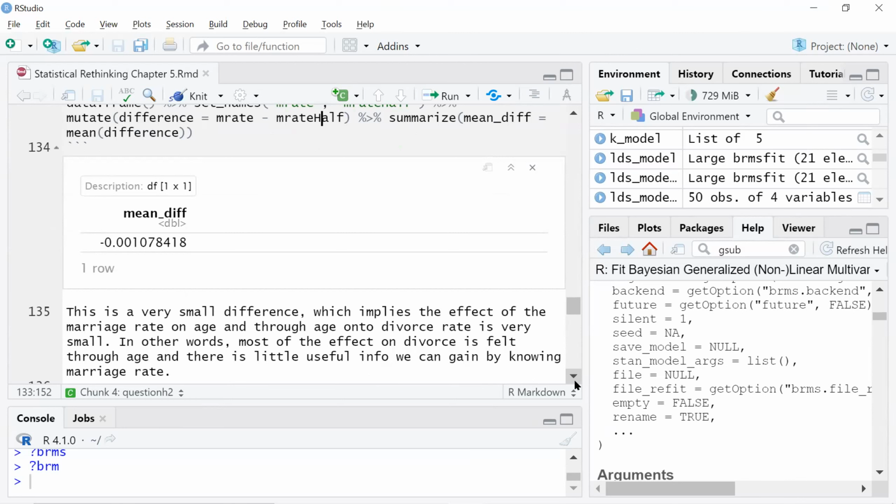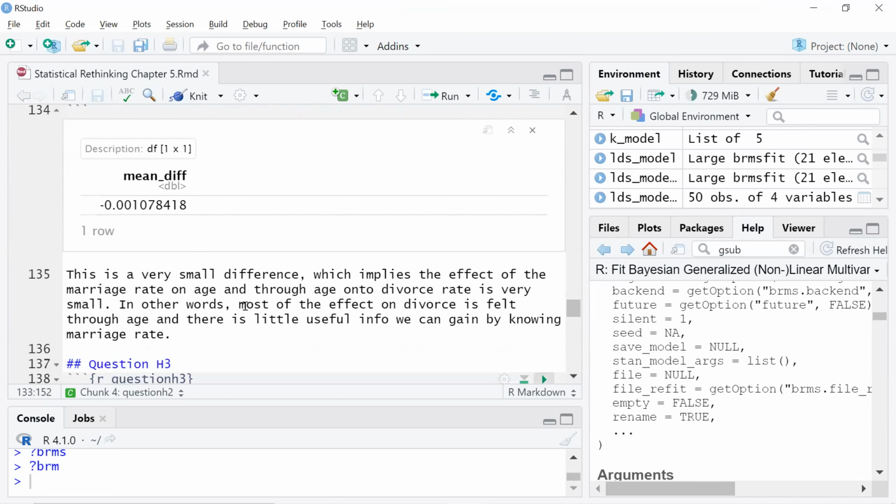And going back to our DAG, where we did that, what does that imply? It did say divorce is independent of marriage rate, conditional on age. So maybe I'm not off here. So in other words, most of the effect on divorce is felt through age, and there's little useful info we can gain by knowing marriage rate. I'll stop there. And then before I move on to question H3, I'll try to go through that quickly.